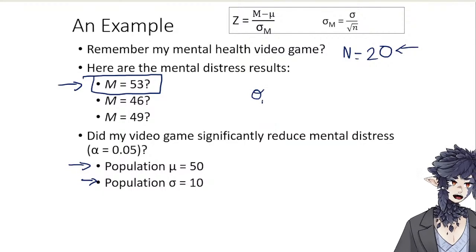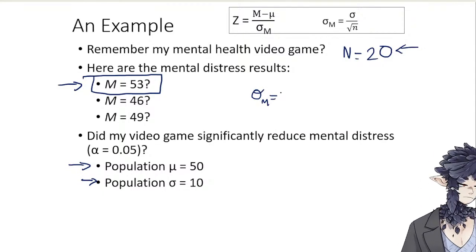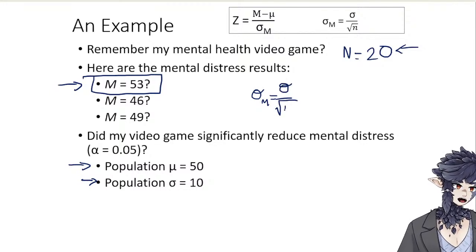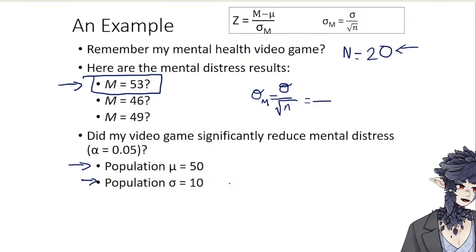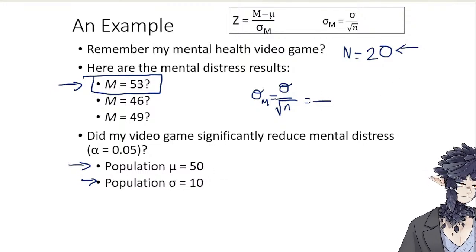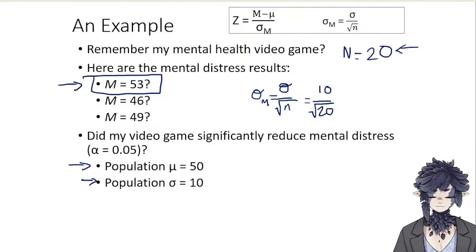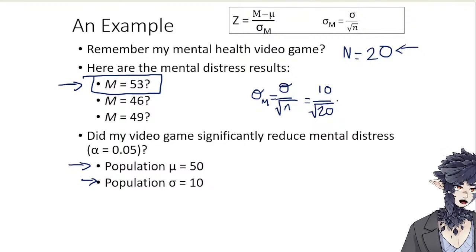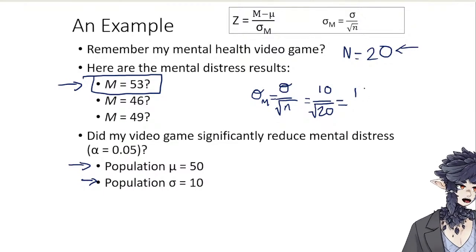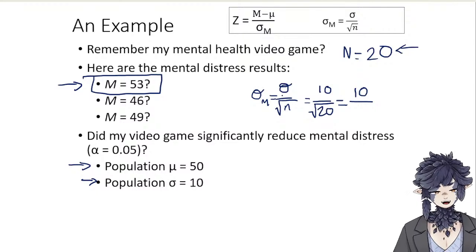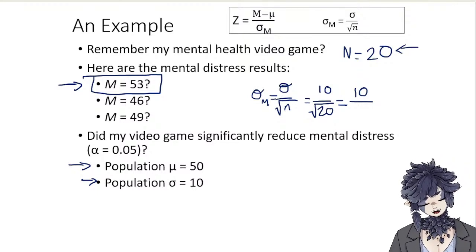The standard error, written as sigma M, is equal to the standard deviation of the population divided by the square root of the sample size. The standard deviation of our population here is 10, divided by the square root of our sample size, which is 20. We've got 20 people we had play this video game. Now, I am not good at math, as we have established. So, I am going to use my calculator to figure out what the square root of 20 is.